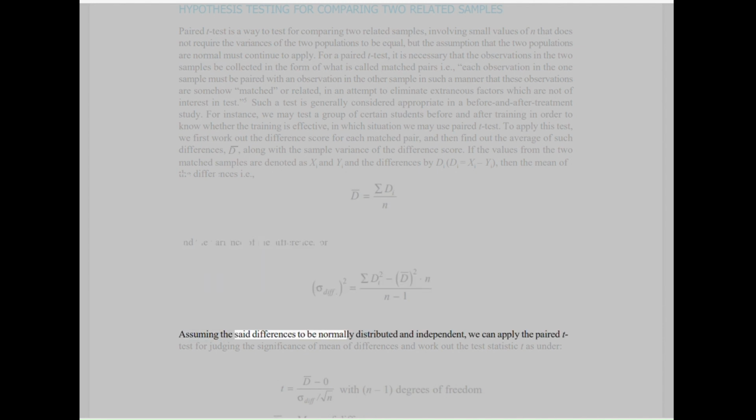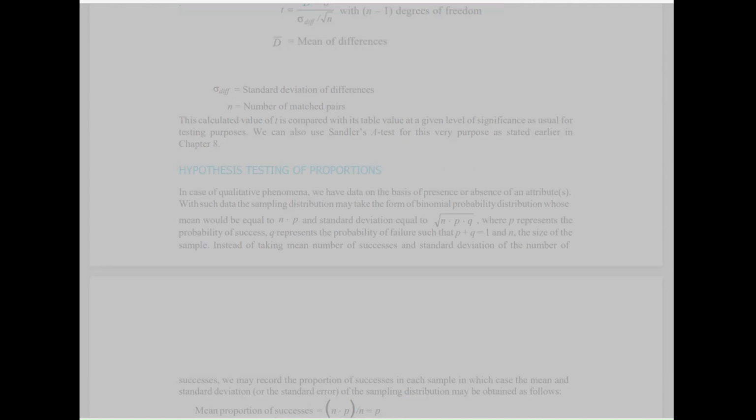Assuming the said differences to be normally distributed and independent, we can apply the paired t-test for judging the significance of mean of differences and work out the test statistic t as under. Pause again. S diff is equal to standard deviation of differences. n is equal to number of matched pairs. This calculated value of t is compared with its table value at a given level of significance as usual for testing purposes. We can also use Sandler's A-test for this very purpose as stated earlier in Chapter 8.